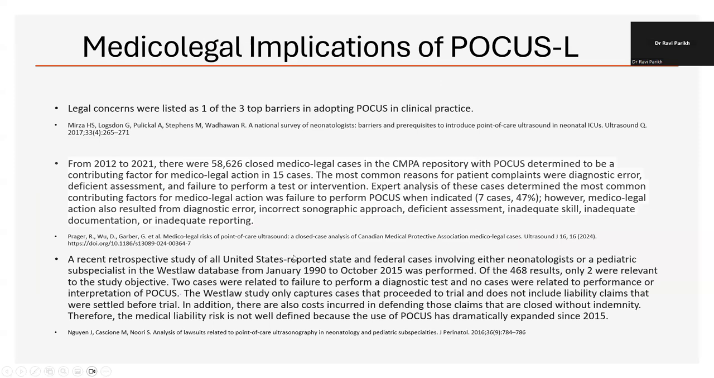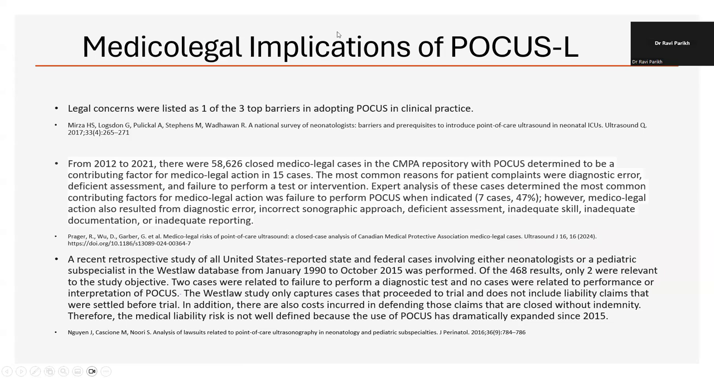I'm just going to end by saying that if you look at point of care ultrasound and medical legal cases that have gone to court in multiple different countries, the most common reasons implicated in our being wrong were issues with diagnostic error, incorrect sonographic approach, and deficient, incomplete assessments. But poor skill accounted for very few cases. Really, the most important reason is the failure to perform point-of-care ultrasound where it was indicated.